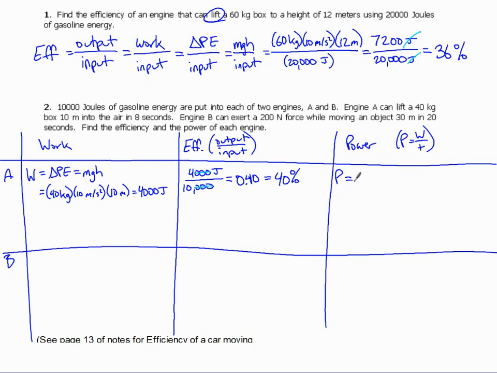And then the power. Power is the work divided by the time. We know the work is 4,000 joules. We know that it takes 8 seconds. And so this is 500. And joules divided by seconds, joules per second, that's a watt.